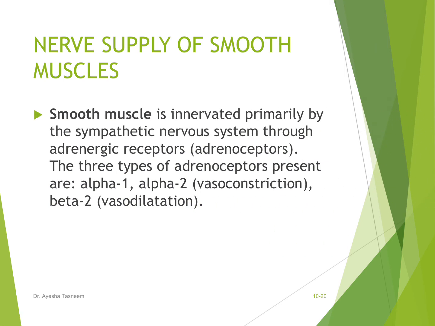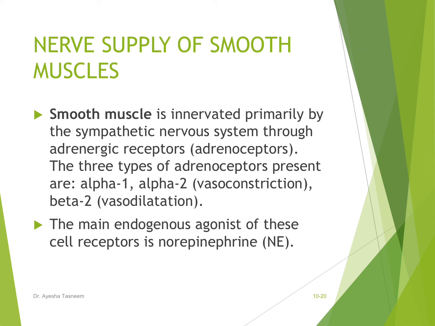Now we come to the nerve supply of the smooth muscles. Smooth muscles are innervated primarily by the sympathetic nervous system through adrenergic receptors. There are alpha 1 and alpha 2, which are involved in vasoconstriction, and beta 2, which are involved in vasodilatation. The main endogenous agonist of these receptors is norepinephrine, also denoted as NE.